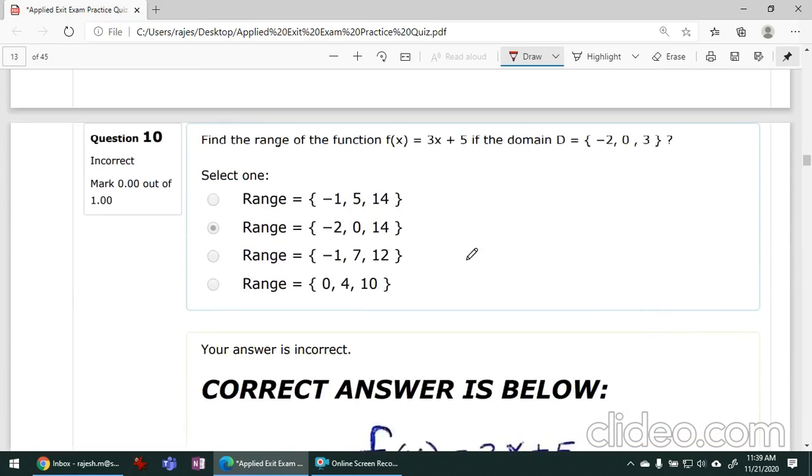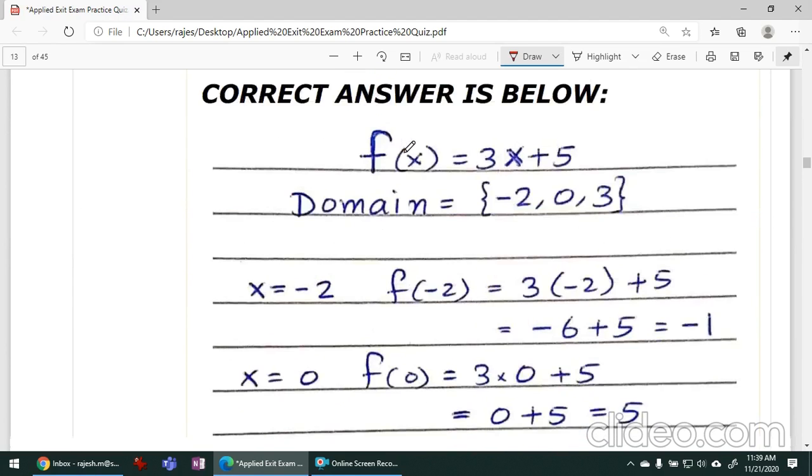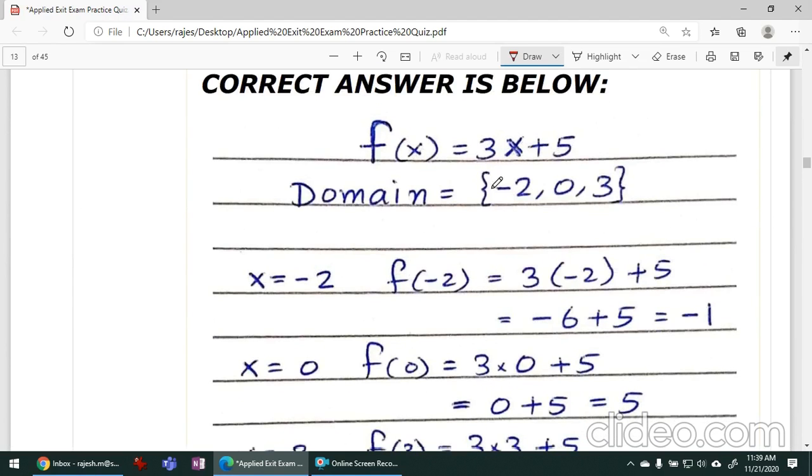Question number 10. Find the range of the function f of x equal to 3x plus 5 if the domain is minus 2, 0, 3. So this is the domain. Look here, you have the function f of x equal to 3x plus 5. The domain is minus 2, 0 and 3. First take the value minus 2, so x equal to minus 2. You should find f of minus 2. So change x to minus 2. What will come? 3 into minus 2 plus 5. You delete x and put minus 2. So 3 into minus 2 is minus 6, plus 5, answer minus 1.